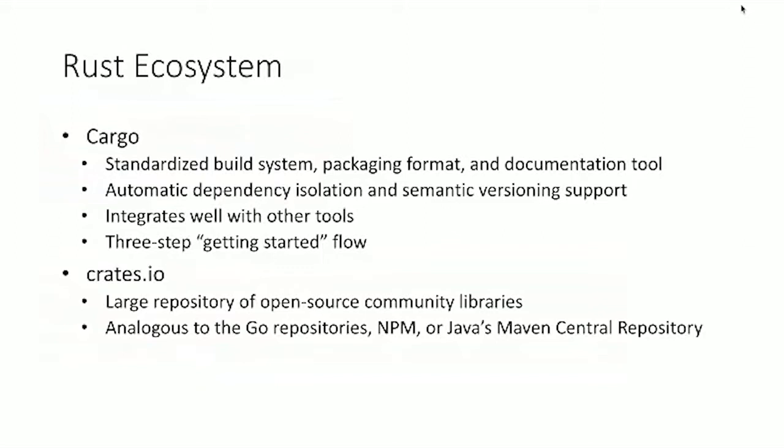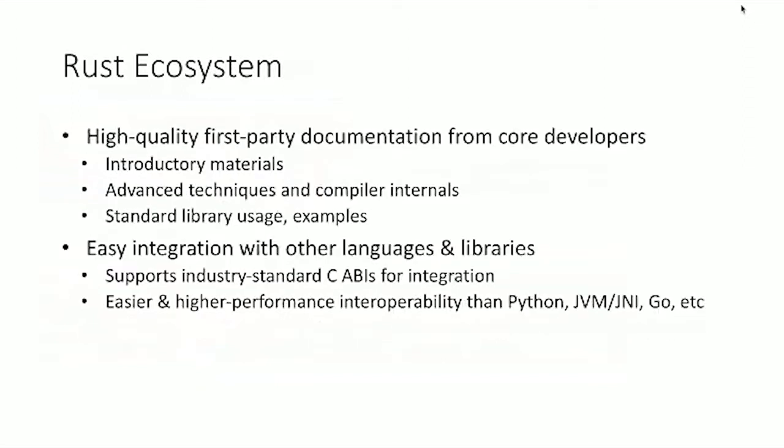Crates.io is the website that all of the open source libraries are uploaded to. Again, it's analogous to all of the other languages' large centralized repositories of code. In addition to tools, there's also documentation. Rust is quite possibly one of the best documented languages I've ever used, other than something like Java. The core development team puts out extremely high-quality introductory materials and reference data.